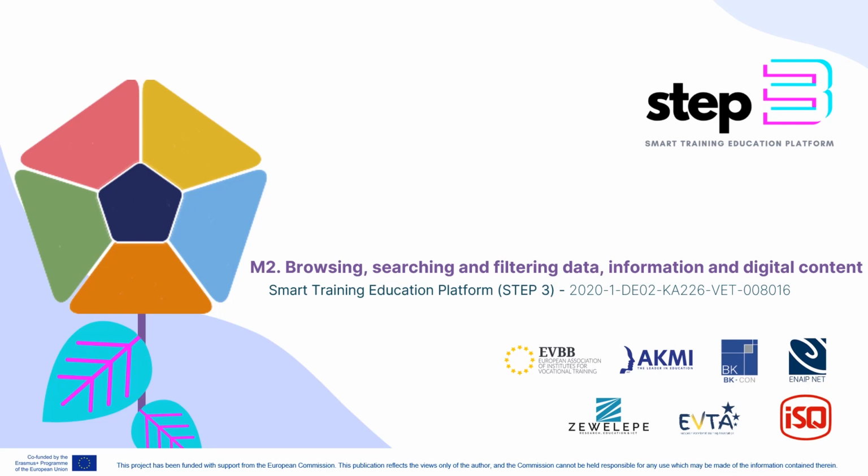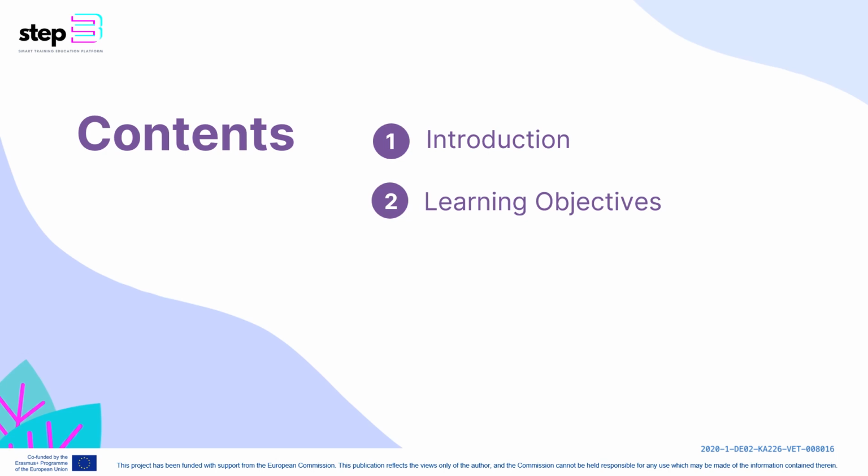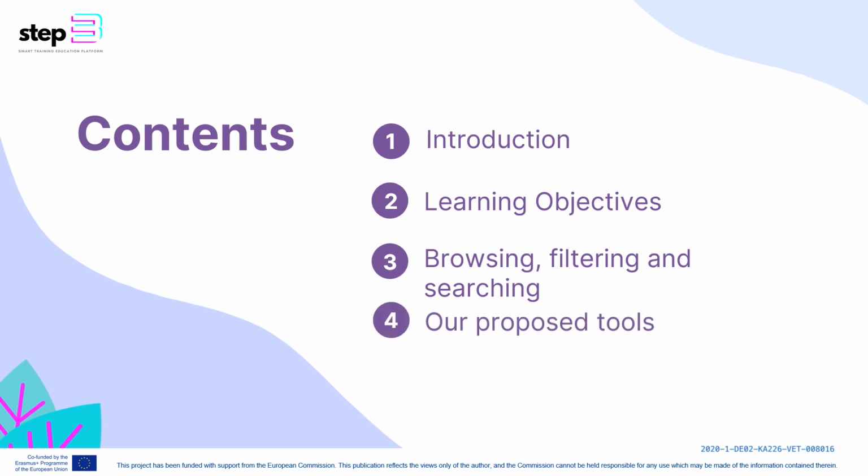Welcome to this presentation of the module Browsing, Searching and Filtering Data, Information and Digital Content, which is part of the Information and Data Literacy competence area of the Digital Competence Framework. Here you will find the contents for this module. We will begin with an introduction and address the learning objectives of this module. Then we will see more about the competence of browsing, searching and filtering data, information and digital content. Afterwards, we will see some great tools which will be of great help for this module.